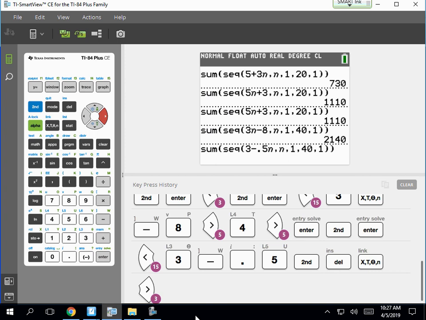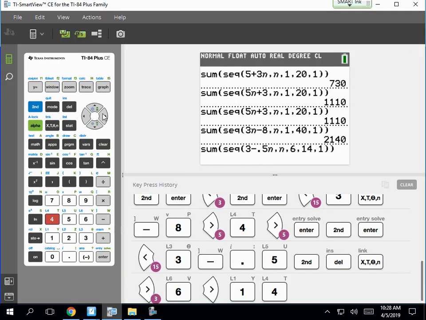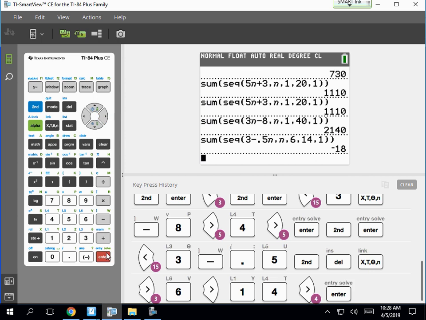And then what needs to change here? I'm going from 6 to, is it 20 this time? 14? I don't remember. Yeah, 6 to 14. And just by a step of 1. And then hit enter.